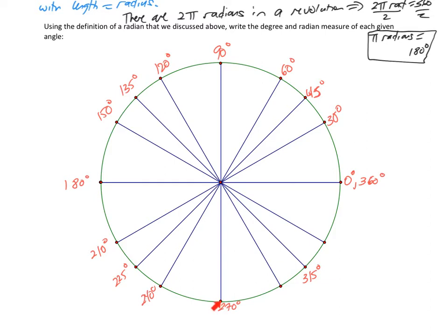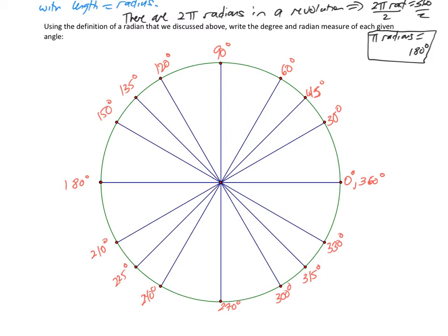We already labeled that. The next one that's not labeled will be 270 plus 30. So that's going to be 300. And then the last one will be 300 plus 30, which will be 330 degrees. And now we've labeled this circle in terms of degrees. We're going to do the same exact exercise now, but in terms of radians.